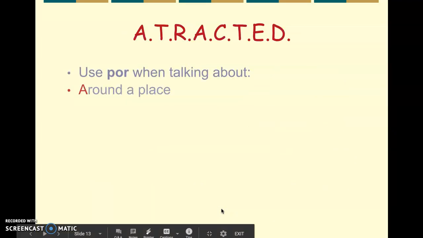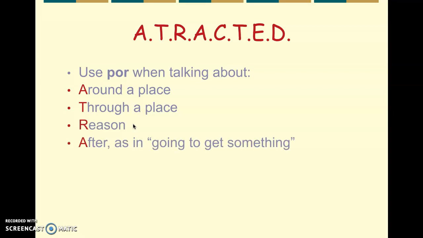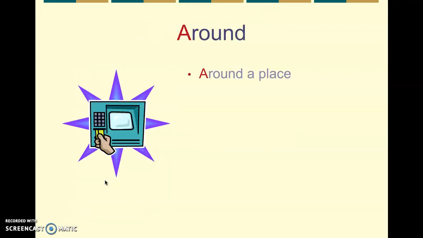Entonces, attracted. Around a place, alrededor. A través de un lugar. Razón. Después. As in going to get something. Ustedes dicen eso mucho. Cuesta dinero. Dinero siempre va a tomar por. Thanks or emociones. Exchange. Duración. Entonces tengo ejemplos. Entonces, hay un banco por aquí. Is there a bank around here? Entonces puedes usar por para decir around o cerca de un lugar.